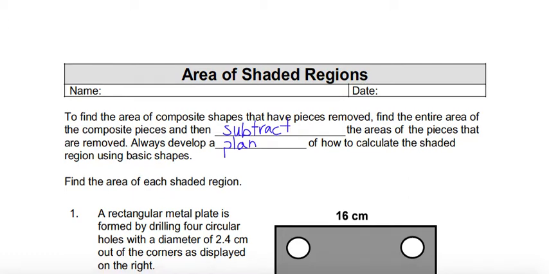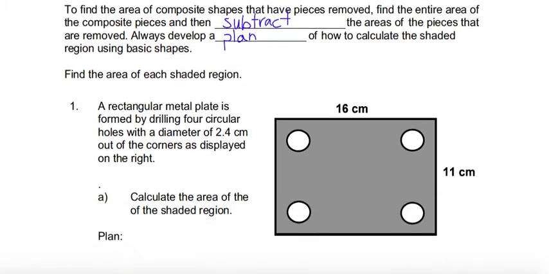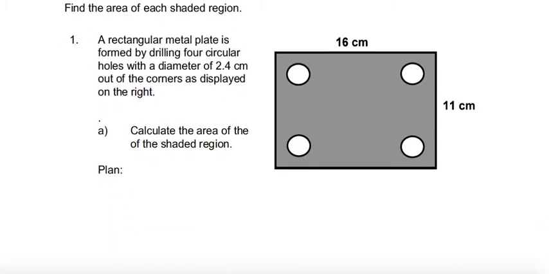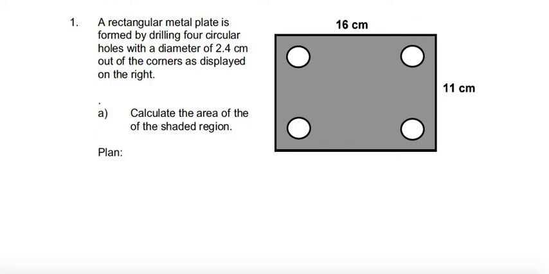We're going to go through a couple examples today, looking at how we find the area of a shaded region. So the first one involves a rectangular metal plate that's formed by drilling 4 circular holes with a diameter of 2.4 centimeters out of the corners as displayed on the right. So we're going to calculate the area of the shaded region, and we're first going to figure out a plan.